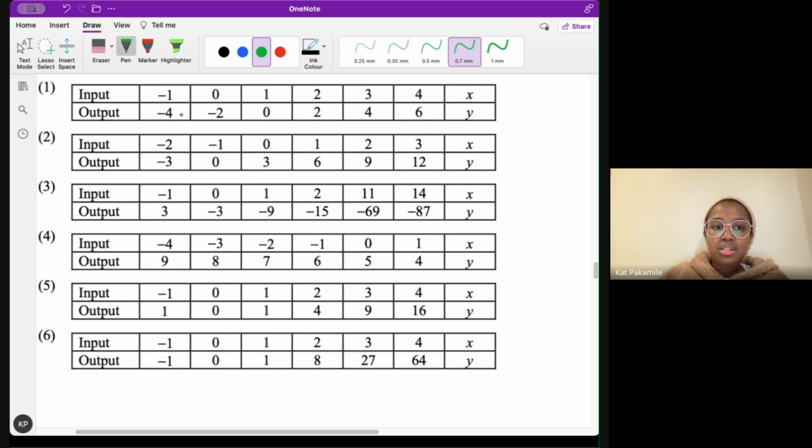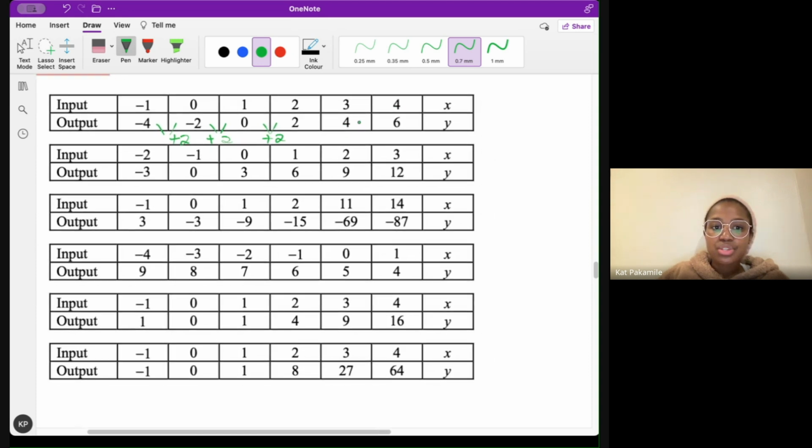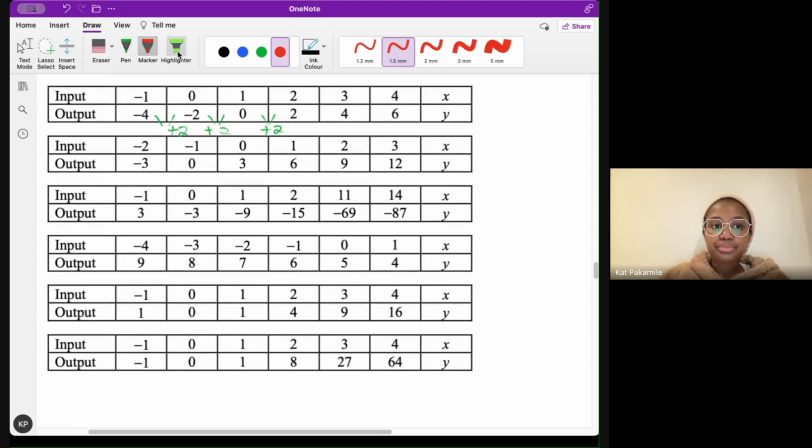How do I get from -4 to -2? I add 2. -2 to 0. I add 2, so we are adding 2. So is this an increasing, a decreasing, or a constant graph? This is an increasing graph. Wonderful.